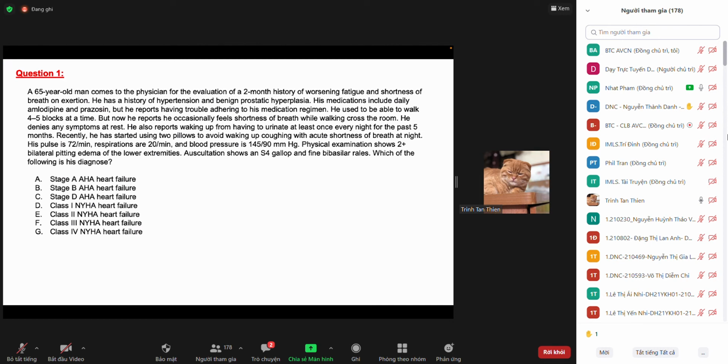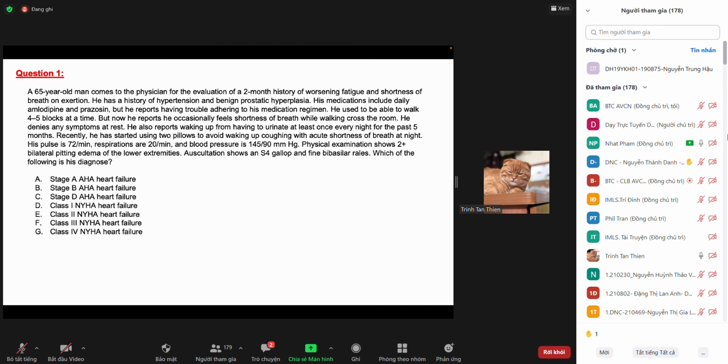His pulse is 25 times per minute. Respirations are 20 per minute. And blood pressure is 145 per 90 mmHg. Physical examination shows bilateral pitting edema of the lower extremities. Auscultation shows an S4 gallop and bibasilar rales. Which of the following is his diagnosis?